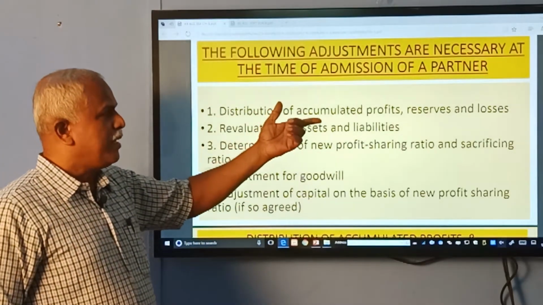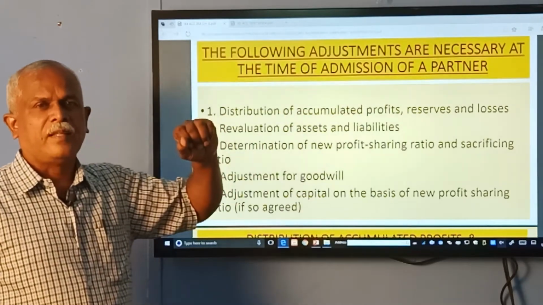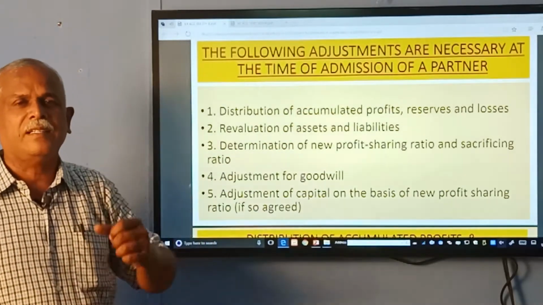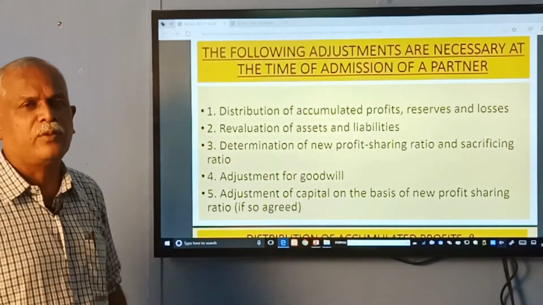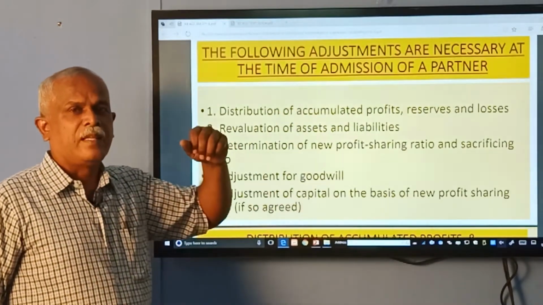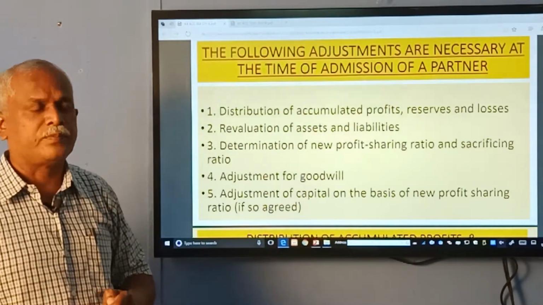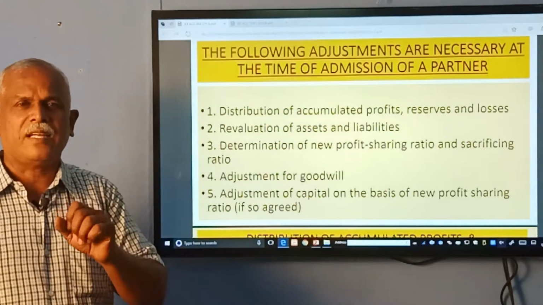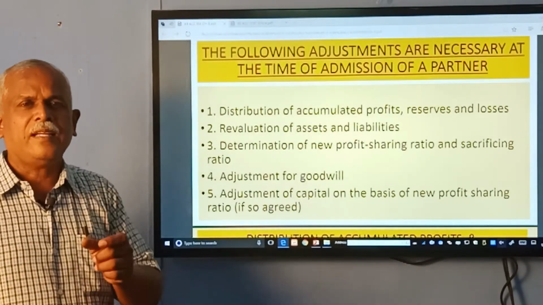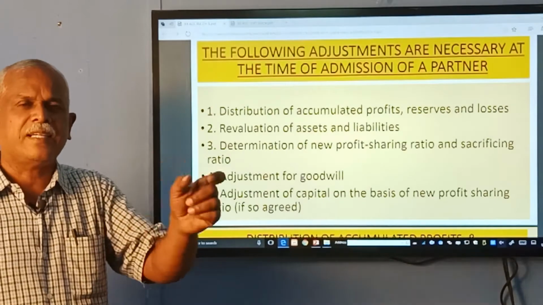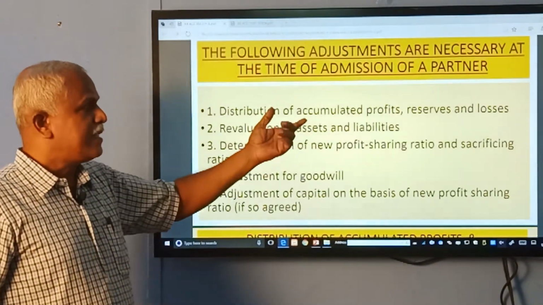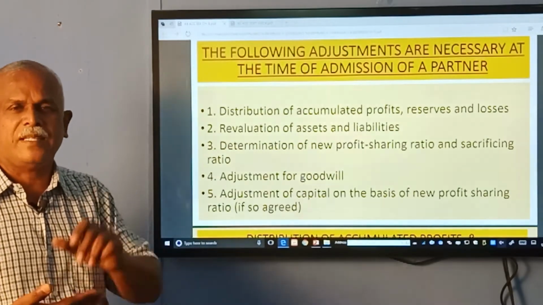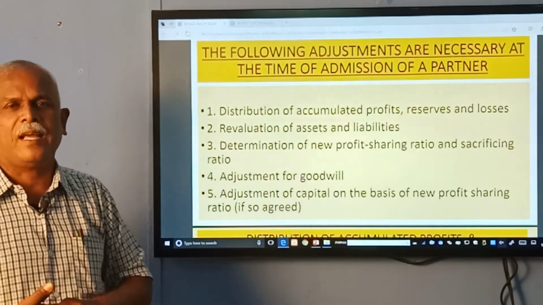The distribution of accumulated profits and reserves. So, I told you accumulated profits are nothing but profit and loss earned in previous years and not distributed to the partners. They are called accumulated profits. There may be accumulated losses also. Reserves. Reserves are meant for some purpose. There are particular reserves and general reserve. Any reserve is nothing but a part of profit set aside to meet emergencies. Such accumulated reserves of the previous years belong to old partners, and they are to be credited to the old partners' capital account.